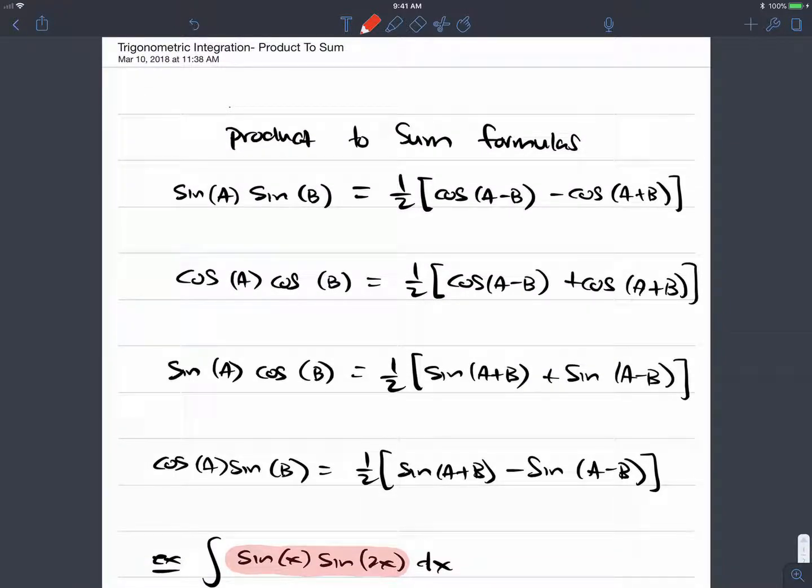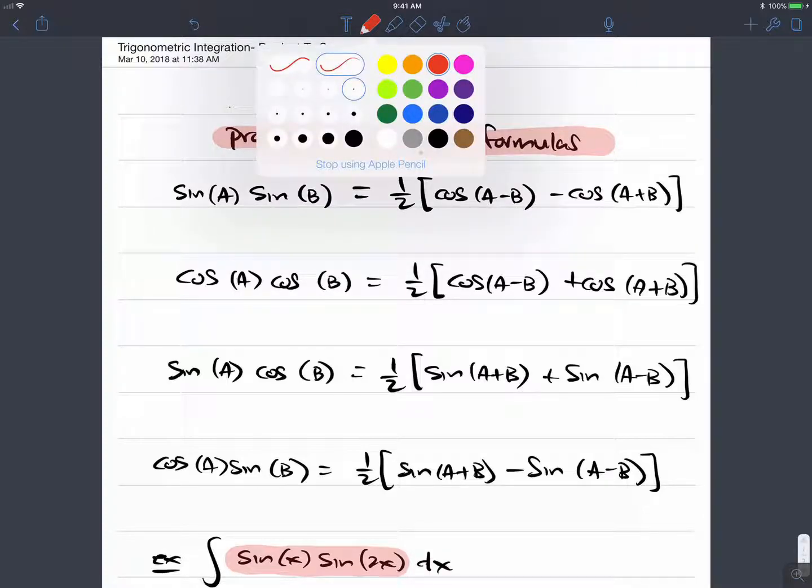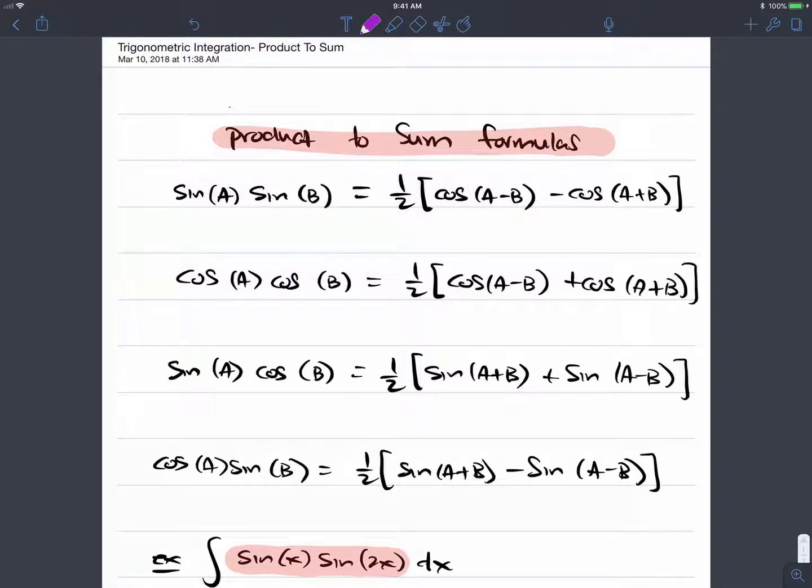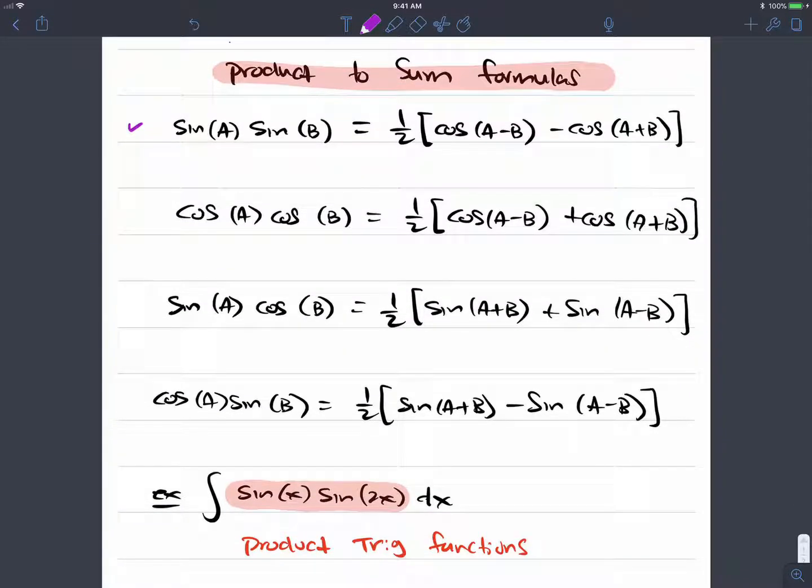a product, like in this example, we're going to have to use the appropriate product to sum identity. Okay, and we have four of them here. So we know that we have sine A and sine B here. So we're going to use the first one here because we have two sine functions multiplied together. And in this case, we're going to have x here and we're going to have 2x. So maybe we should write that a little bigger.